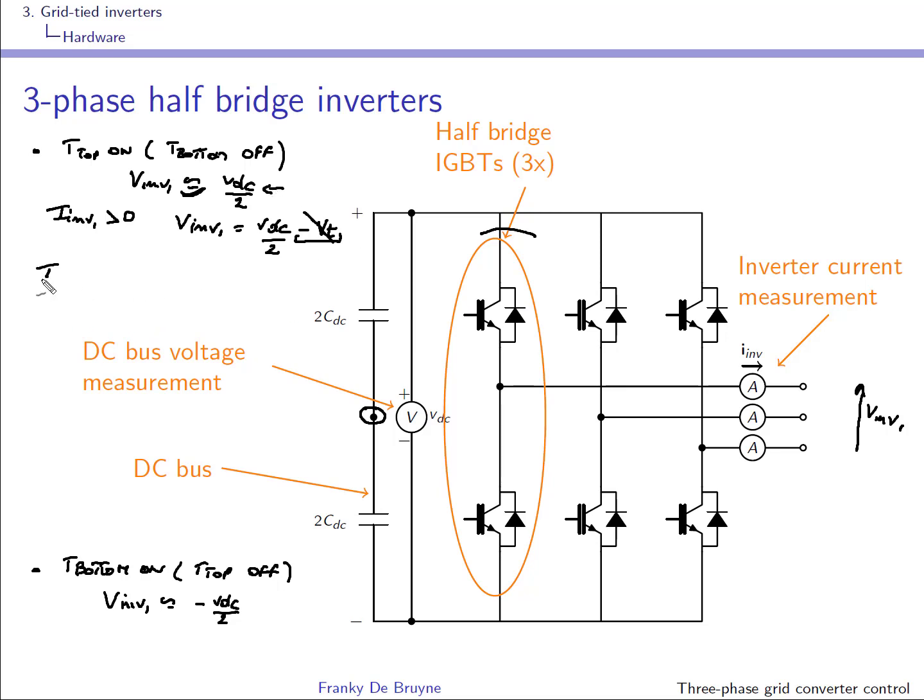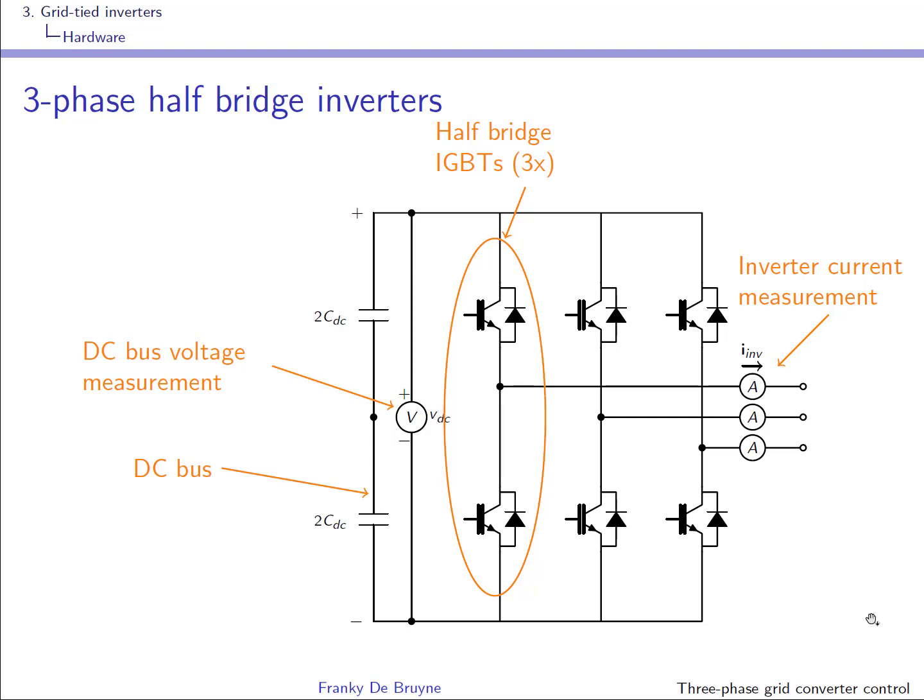If the current in the first leg is negative, it means a current flowing like that, and this means that the diode is conducting. So Vinf1, the voltage at the output of the first leg, is VDC over 2 plus the voltage on the diode. Again, this voltage is small with respect to half of the DC bus, so of course we'll use this approximation.